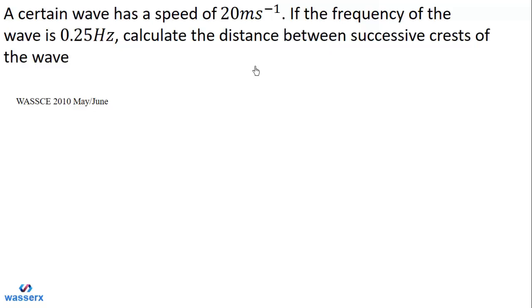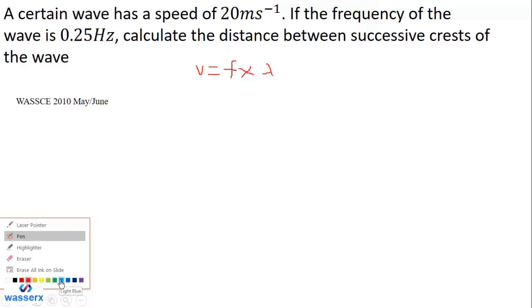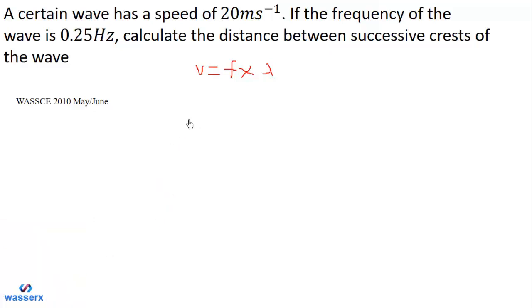The distance between successive crests of the wave. So we need to recall the relationship between the wavelength, the frequency, and the speed, which is V is equal to frequency times wavelength. V is equal to frequency times wavelength. V is speed, F is frequency, and lambda is the wavelength. So we can solve this relation for the wavelength by dividing both sides by the frequency.